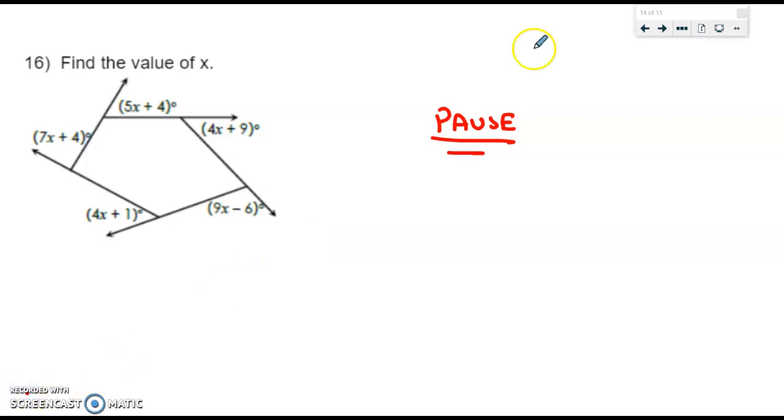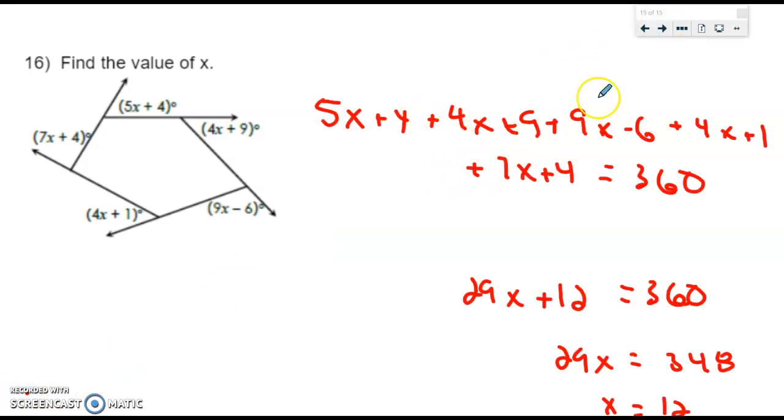Alright guys, so what I ended up doing is I added up all of these angles together, and because I know the sum of exterior angles equals 360, I set it equal to 360. I got 29x plus 12 equals 360. When I solved for x, I got x to be 12.